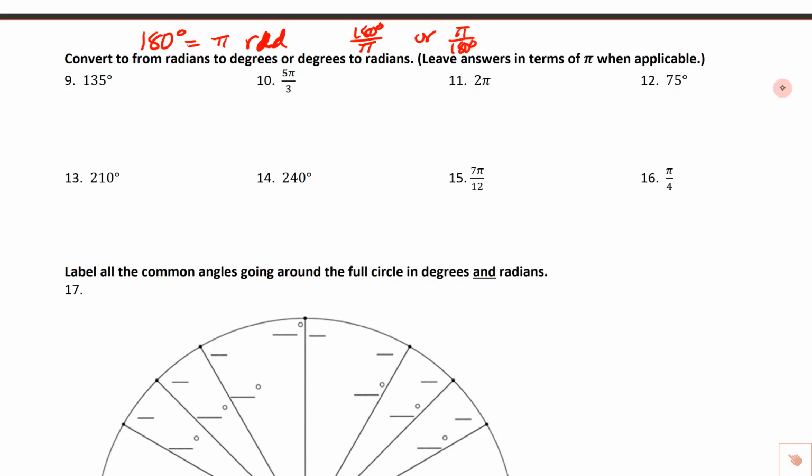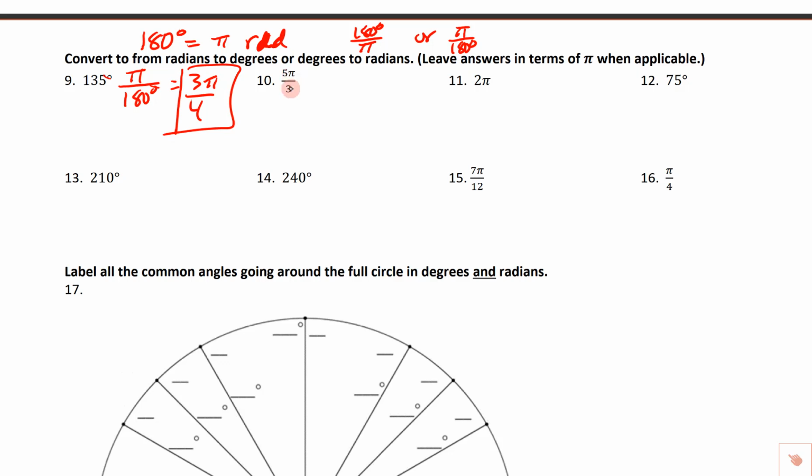There's a few that may not. So 135, we want to change that from degrees to radians. So I'm going to multiply by, put the 180 degrees on the bottom so that those will cancel, and we end up with a pi on the top. So the degrees will cancel, and then 135 over 180, hopefully everybody's familiar with this by now. 45 degrees goes in here 3 times. 45 degrees goes in there 4 times. So that's 3 pi fourths.